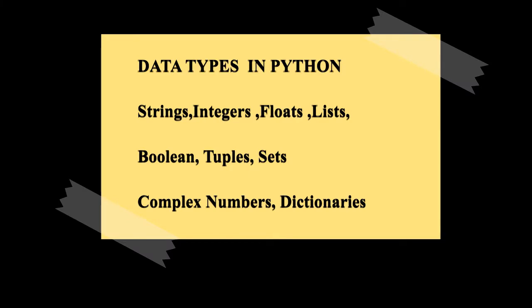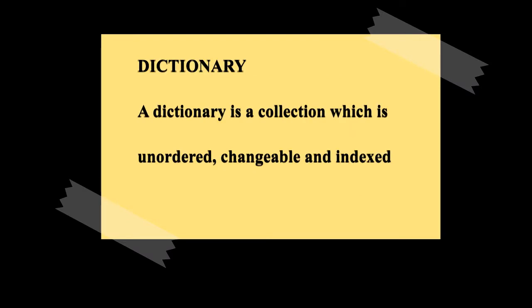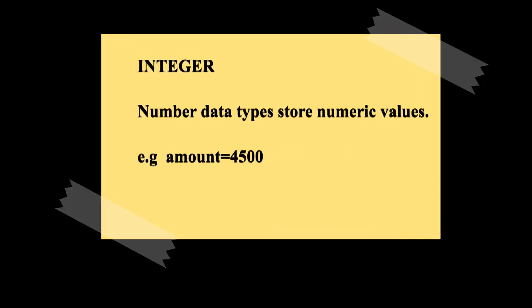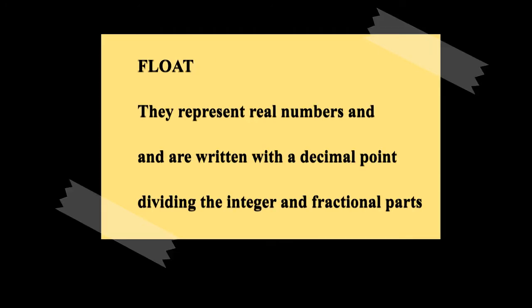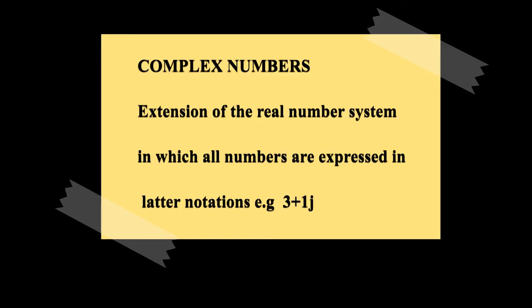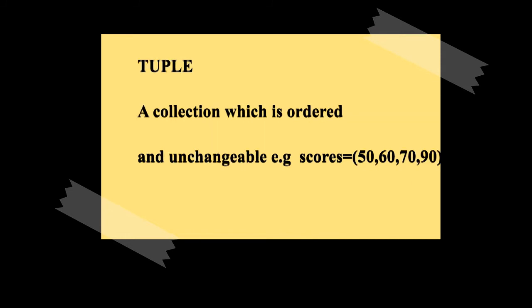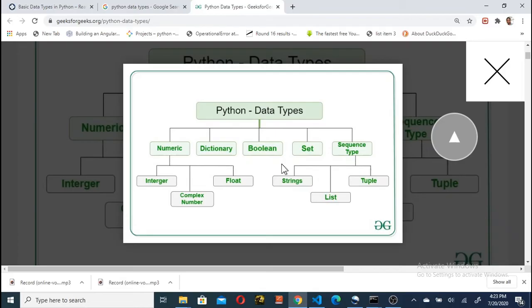Hello guys, in this video I'm going to show you the basic data types in Python. In Python we have different types of data types. We have dictionary, boolean, set, integer, float, complex numbers, strings, list, and tuples. We have different scenarios where you want to represent your data.